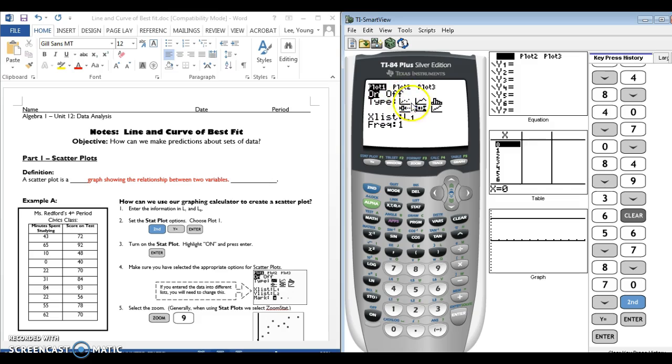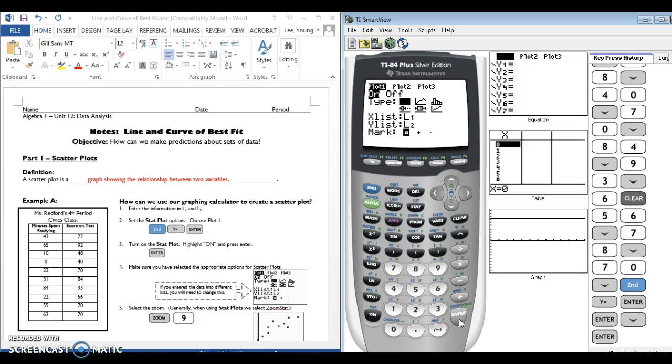And what kind of graph do you want to graph here? We want to graph the scatter plot. So you use the down arrow and then press enter so that scatter plot is highlighted. L1 is the X list. L2 is the Y list. Once you get that, we're going to hit graph.